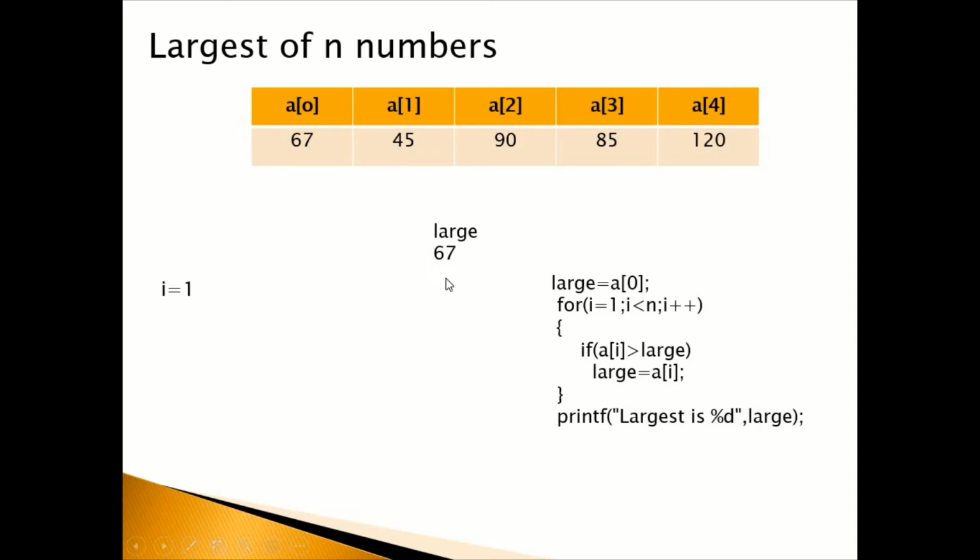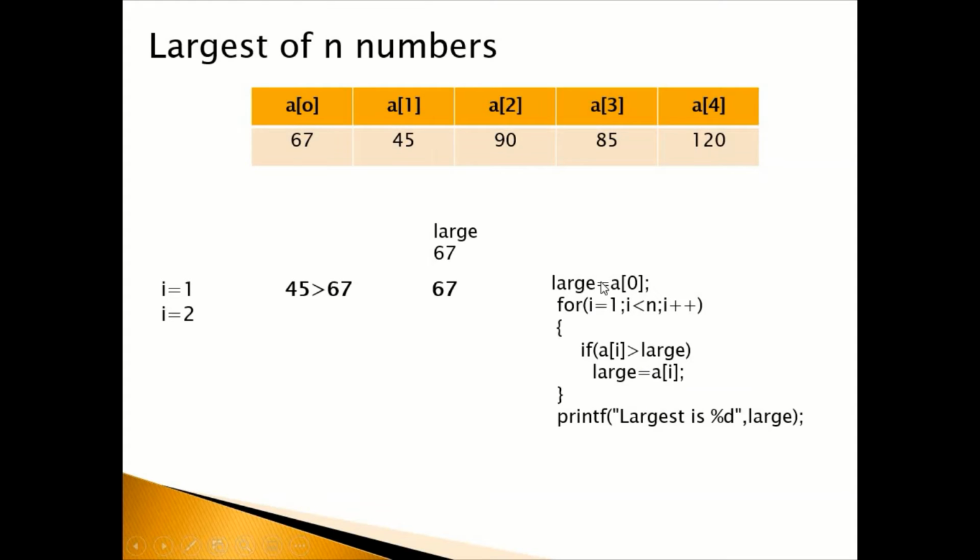What is large? It is 67. So 45 and 67 are compared. Is 45 greater than 67? No. So it keeps the value of large as 67. Next, I becomes 2. The condition is true. Again it comes here. It checks A of 2 and large.